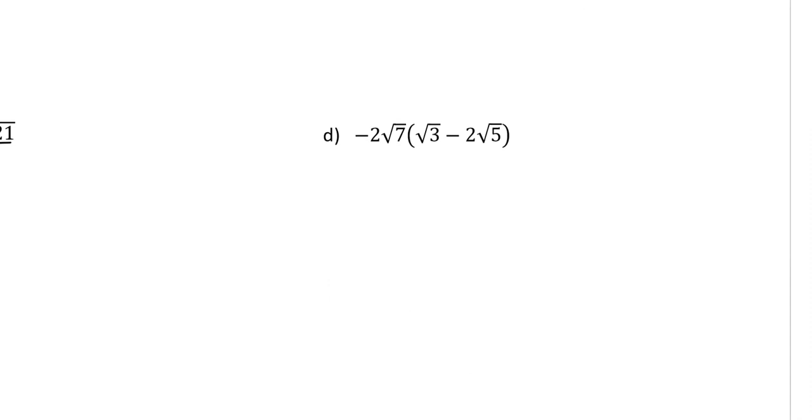Okay, so now we just have another one. This is negative 2 root 7, and then times this binomial here. So this will be distributing. Just doing one at a time here, we've got negative 2 root 7 times root 3. Remember, there really is like a 1 sitting out front there. So this is negative 2 times 1 for our coefficient, negative 2, and then root 7 times root 3 is root 21.